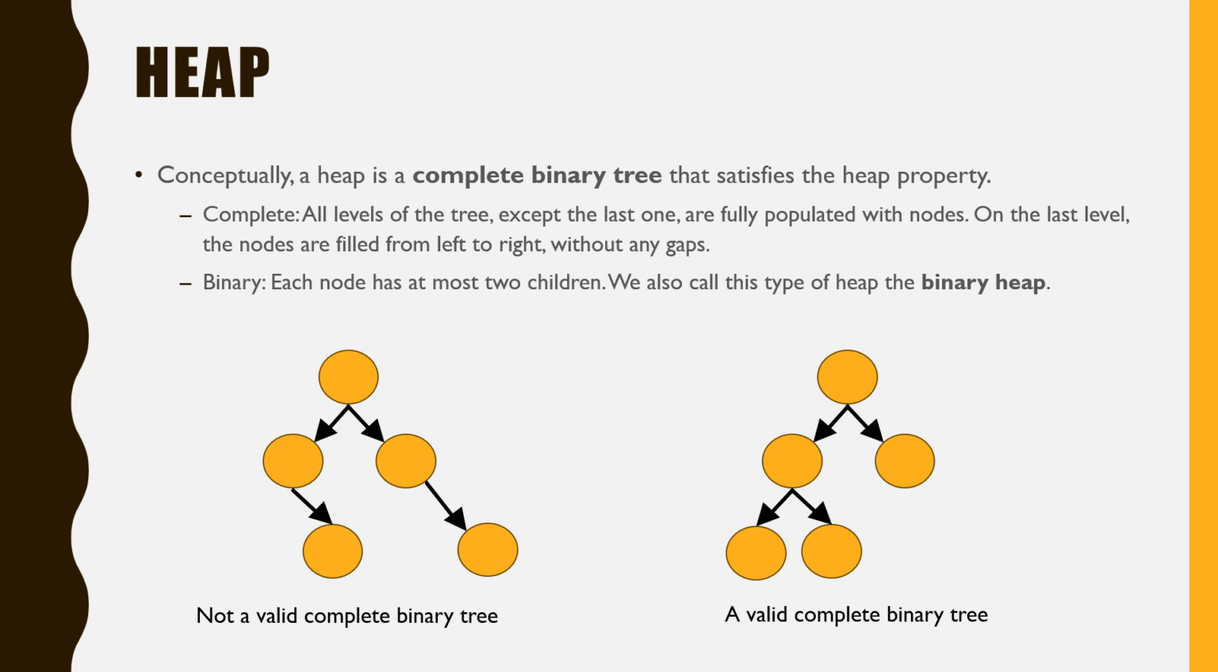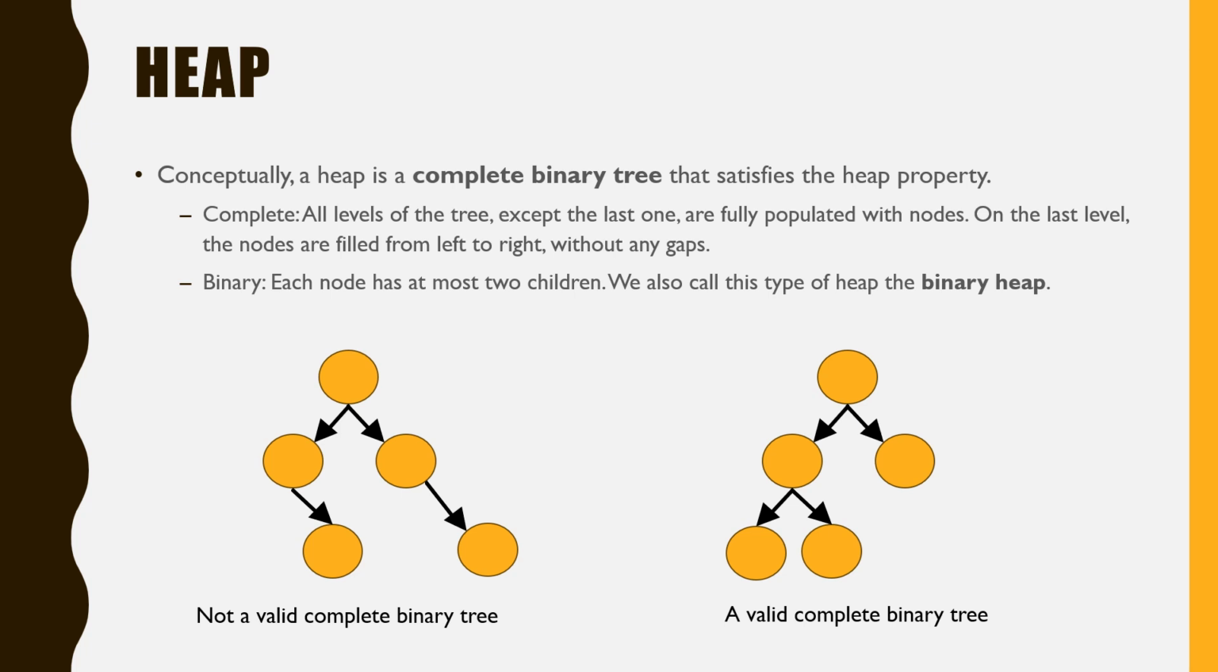Conceptually, a heap is a complete binary tree that satisfies the heap property. A complete tree is a tree in which all levels, except possibly the last, are fully populated with nodes. On the last level, nodes are filled from left to right without any gaps. A binary tree ensures that each node has at most two children.